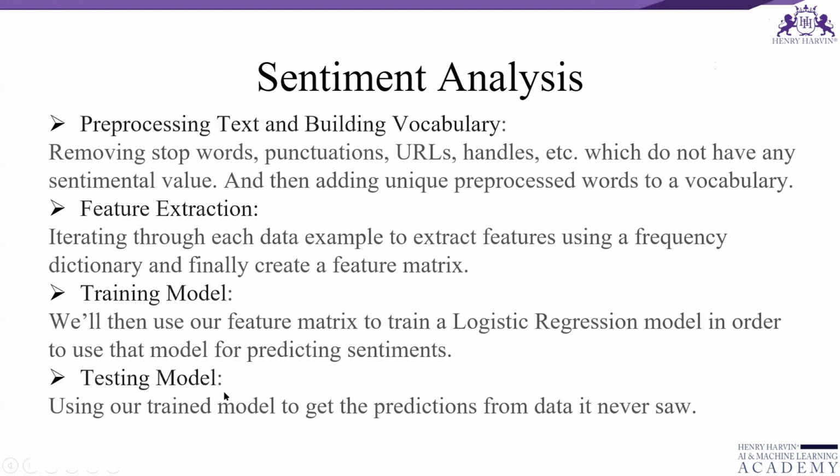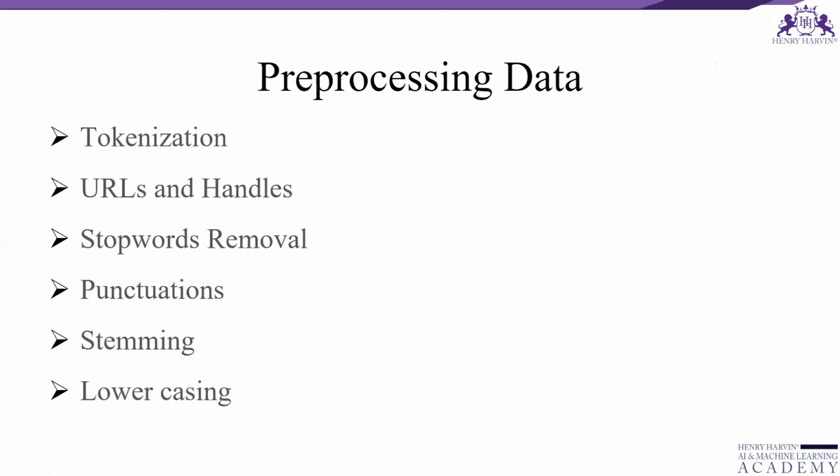Then it is about the testing model. So using our trained model to get the predictions from data it has never seen, right? So the first step, what I said, was about pre-processing data. So we all know that this is the most important and crucial step in the pipeline, because this is the most important thing that's going to add value to the model, right?